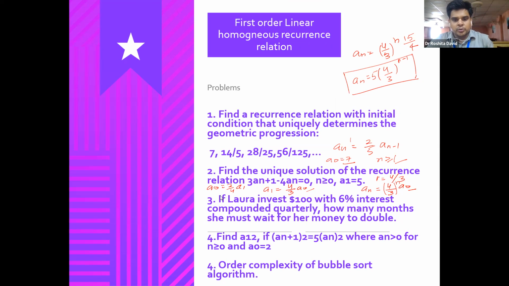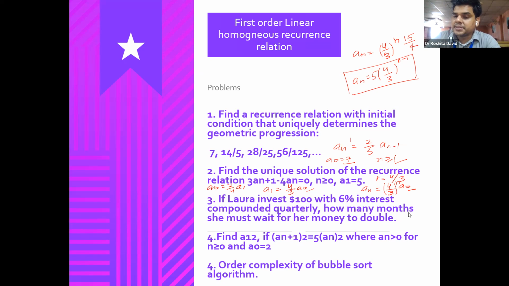Now I am moving on to the third question. If Laura invests $100 with 6% interest compounded quarterly, how many months must she wait for her money to double? So here they are talking about compound interest first. She's investing $100, so it's going to be the principal, and she wants the money to double. So this is going to be the amount. Double of 100 is 200. So amount is 200, principal is 100, rate is 6% compounded quarterly. They are asking about how many months.